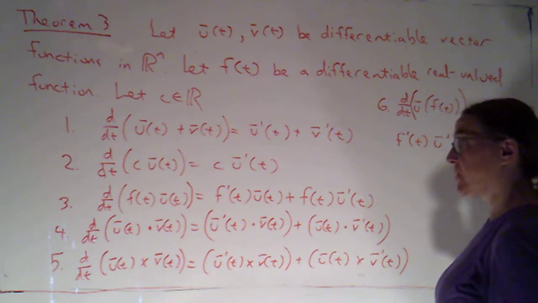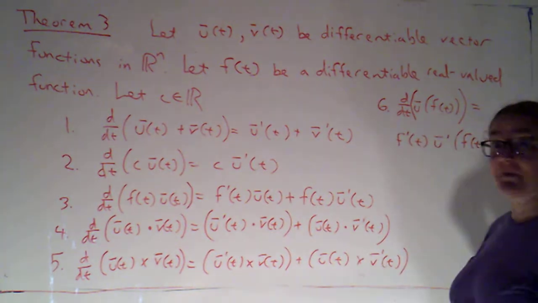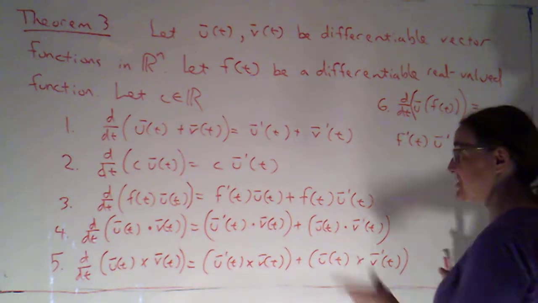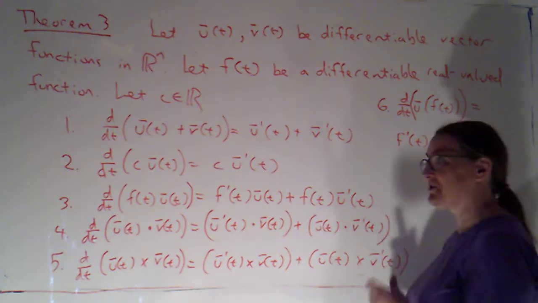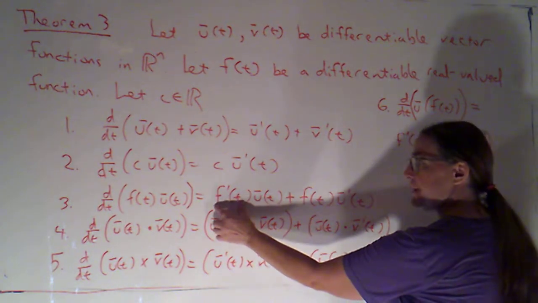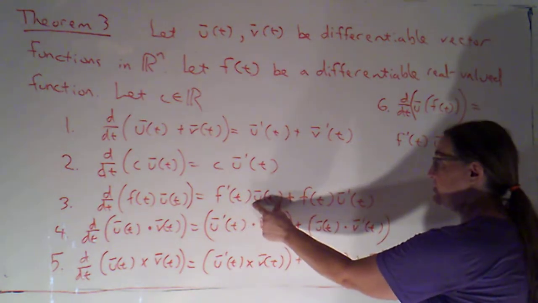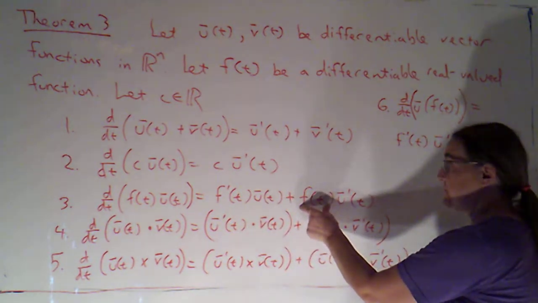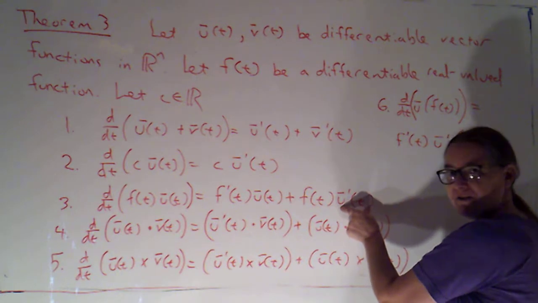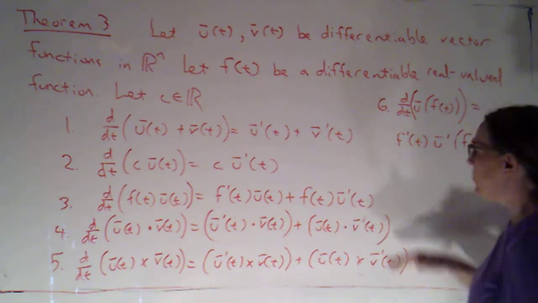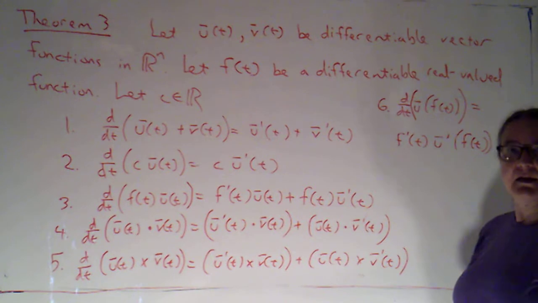Well, we get a version of the product rule here. It looks just like the product rule that we know and love. It's just that one of my factors is a vector function. So I get the derivative of f used to scale the vector function u, plus the original function f used to scale the derivative of u. We're going to come back and prove that one in a moment.